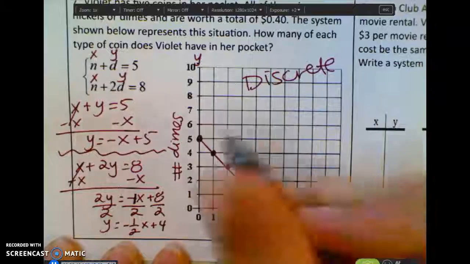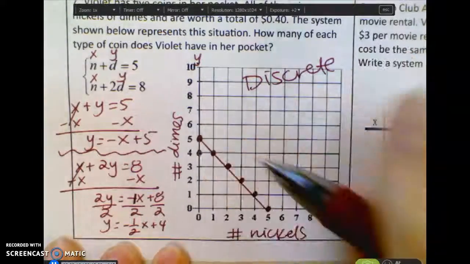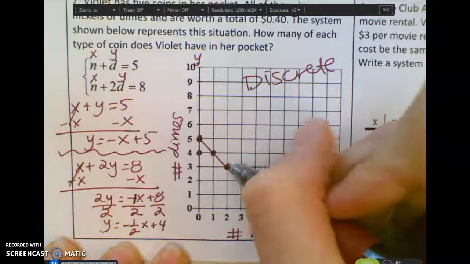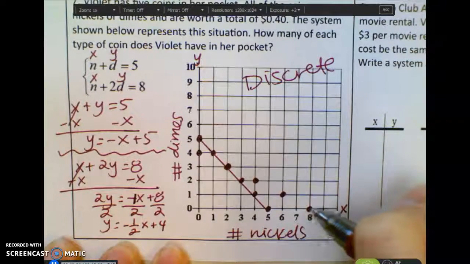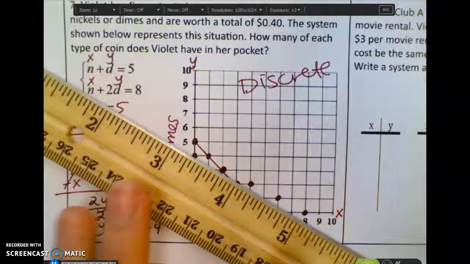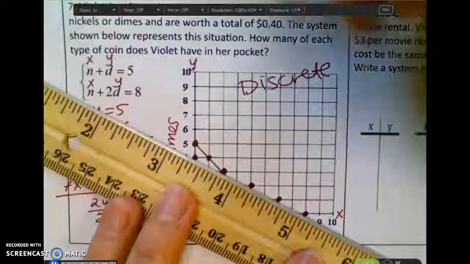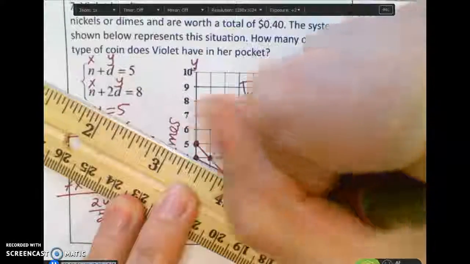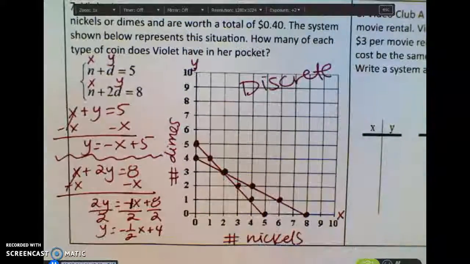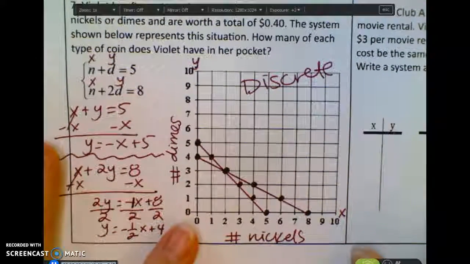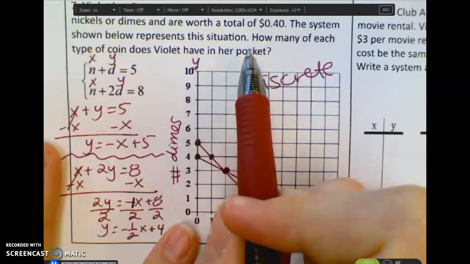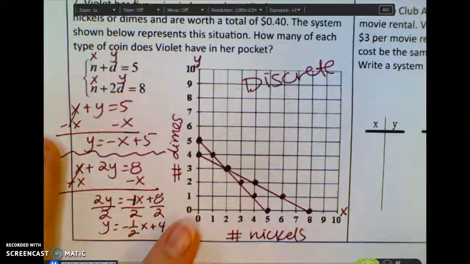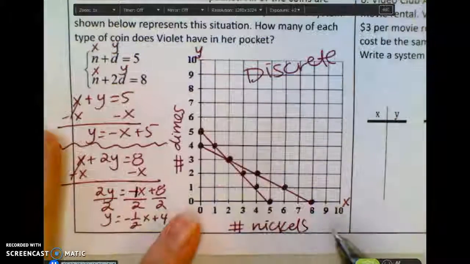Now, the second function, we're going to start at 4 and go down 1 and over 2, down 1 over 2, down 1 over 2, down 1 over 2. Also notice that I'm not extending the lines past the axes because we can't have negative nickels and we can't have negative dimes. Alright, so we have our 2 lines. We ultimately want to know how many of each type of coin Violet has in her pocket. So that means we need to find the solution to this system of equations.